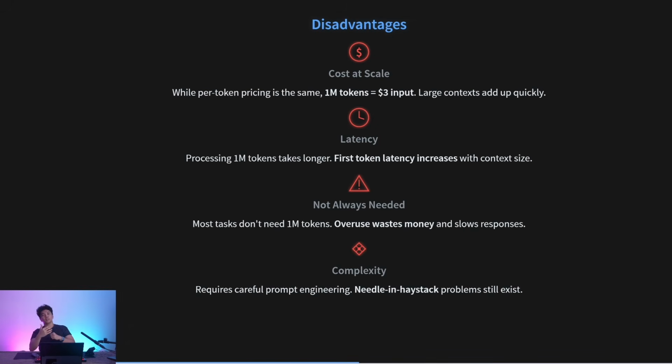When you fill the context with irrelevant files, you're sort of diluting the signal. The model has to sort through the noise to find what matters, and that can degrade output quality.